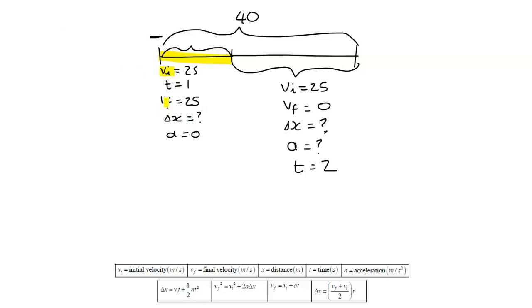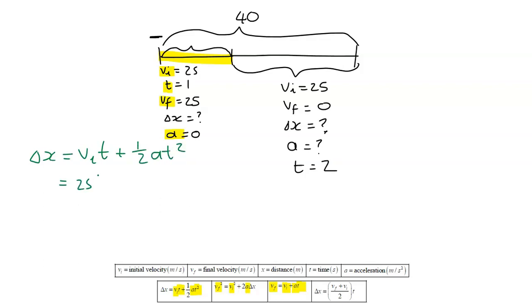So we have Vi and Vf, we have t, and we also have acceleration. The acceleration is 0, so there's nothing to determine. And I want delta x, so I am going to use the first equation. So delta x equals vi t plus a half a t squared.